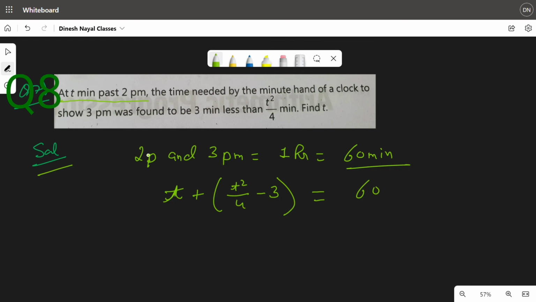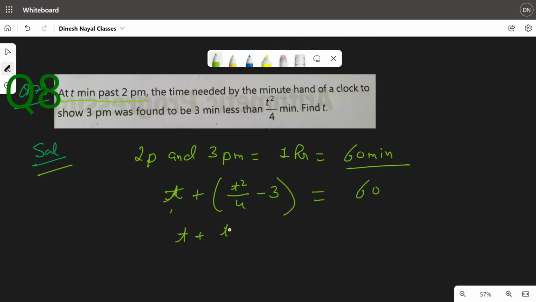Now again we can understand that between 2 p.m. and 3 p.m. it is 1 hour or 60 minutes. So they are saying t minutes past 2 p.m. That means t minutes have already passed. And for the next time, it's taking t square by 4 minus 3 minutes. That means 3 minutes less. So the sum of these two should be equal to 60. Now we have to solve this equation.